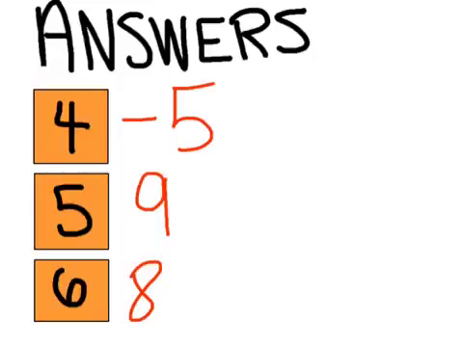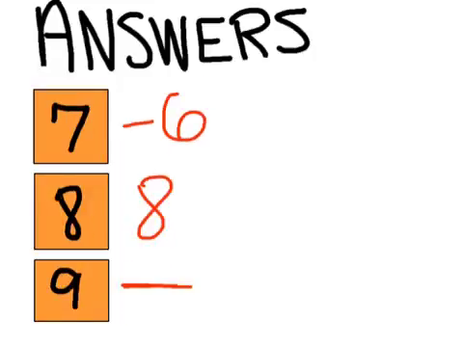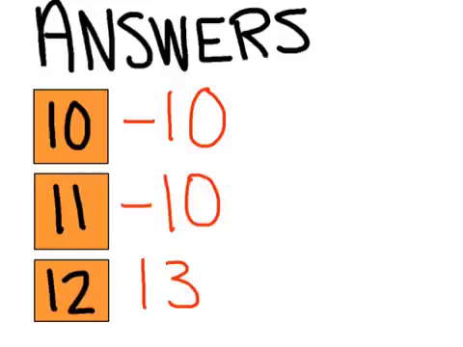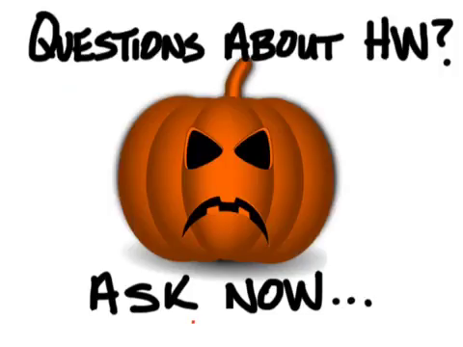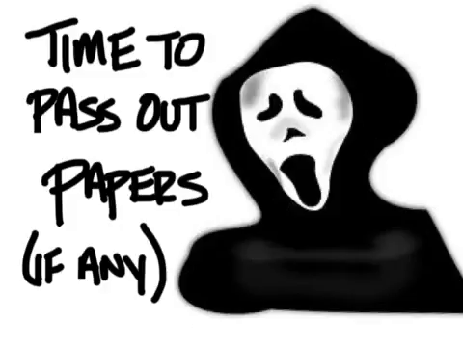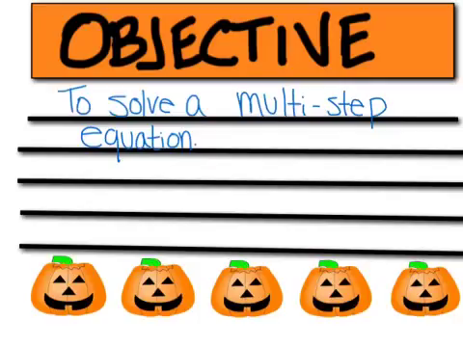Alright, answers are negative 5, 9, and 8. Answers are negative 6 and 8. Answers are negative 10 and 13. 13 through 15 are negative 10, negative 4, and 10. Any questions on the homework? No papers to pass out then.